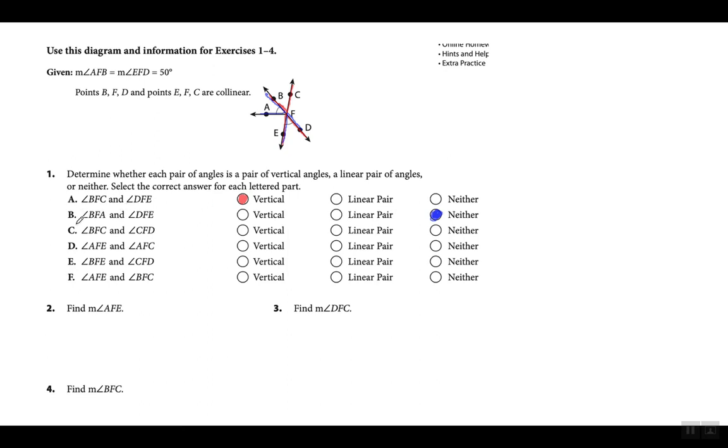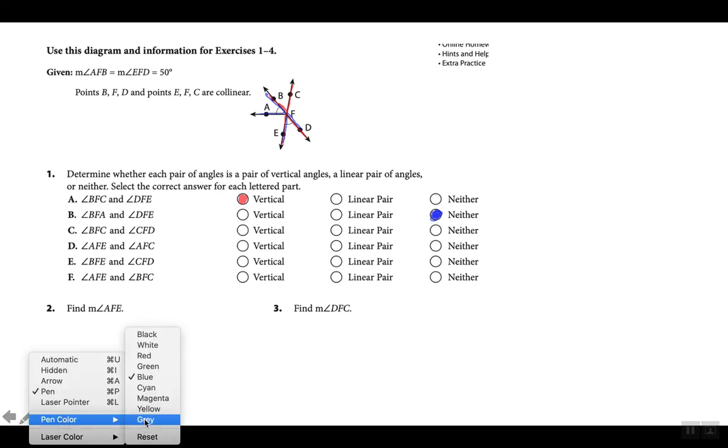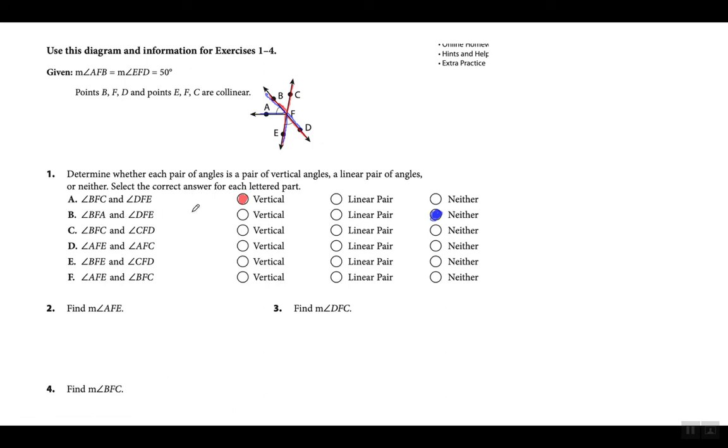Letter C. Wait, let me change it to magenta. Okay, angle BFC. You know what? I gotta erase this because I can't see. Angle BFC. And angle CFD. That is a linear pair, because they form a straight line.